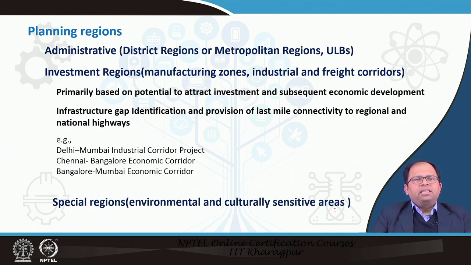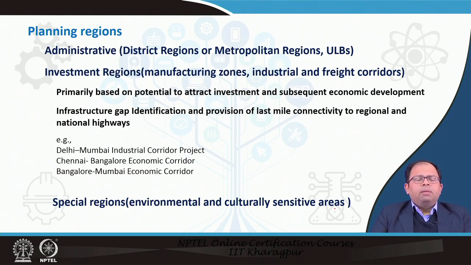That means we can develop plans for areas which are connected. For example, there is a highway, and along the highway there are certain urban areas, and of course there are other opportunities of investment in those areas. We can set up an area with a lot of manufacturing industries, a manufacturing hub or an industrial hub, or a logistics hub. These regions or zones are called investment regions, and they are primarily based on potential to attract investment and subsequent economic development. These investment regions are developed so that the area's economy grows, or it pulls up the economy of the surrounding area as well, or even the state. It may spread over multiple states.